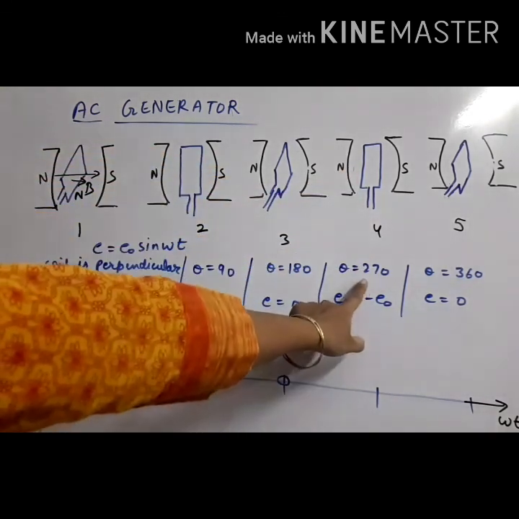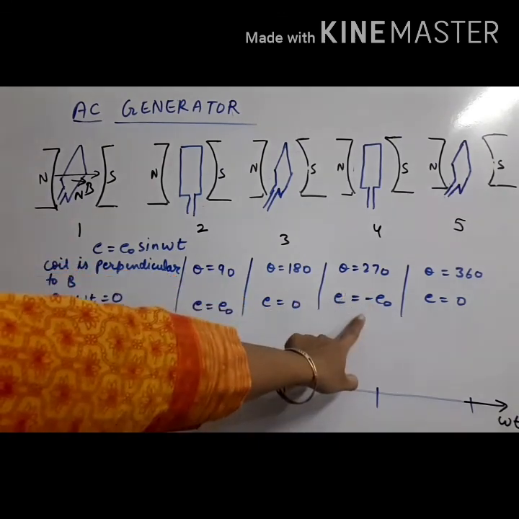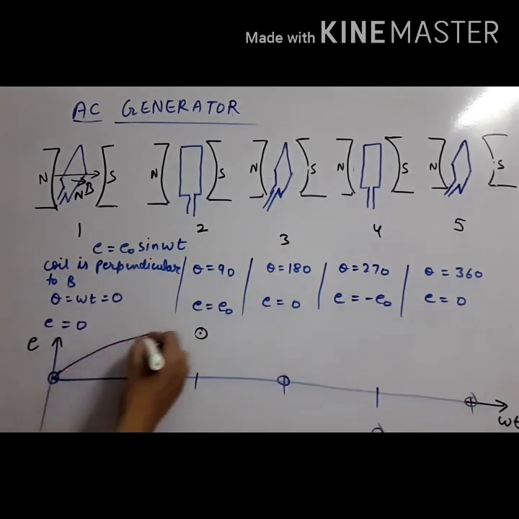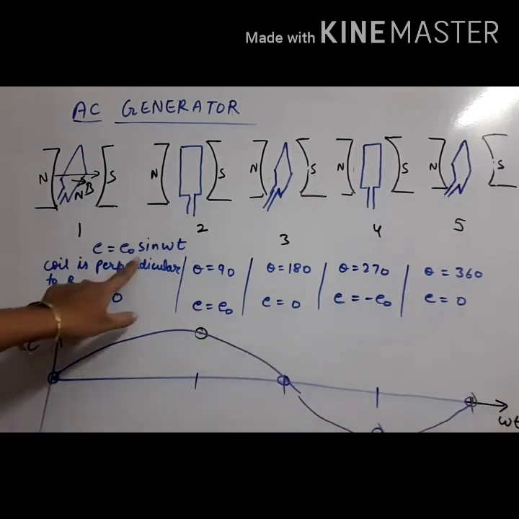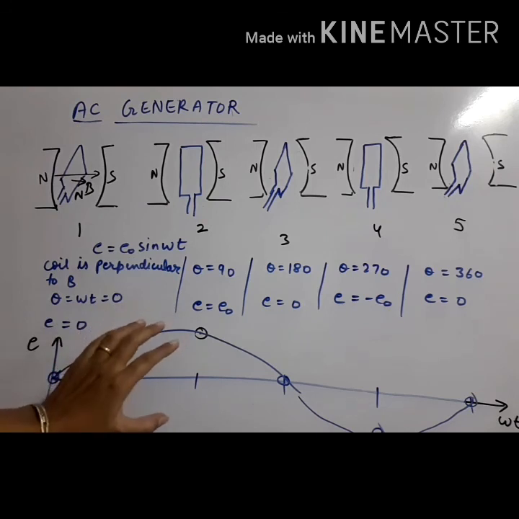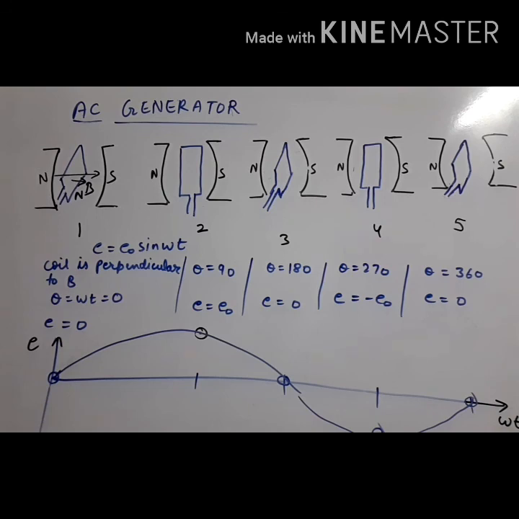Then for the fourth orientation, theta 270, E equals minus E0. And at last theta 360, E equals 0 again. So this is the 0 point. If we join all these points, obviously we will get a sine graph, because the equation of the induced EMF is a sine equation. So this way, based on the orientations, you can draw the value of the induced EMF in a graph. So this is all about the AC generator.